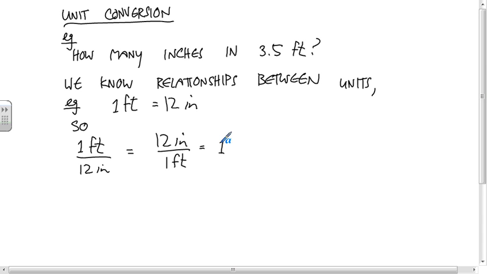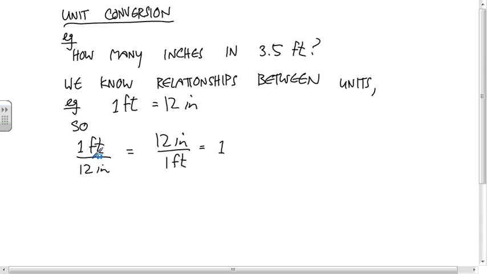50 divided by 50 is 1, right? Negative 20 divided by negative 20 is 1. So it's the same thing with these. We know these two things are the same distance, 1 foot and 12 inches. So this divided by this has to give you 1. And if you multiply anything by 1, no matter how it's expressed, you don't change the value fundamentally.